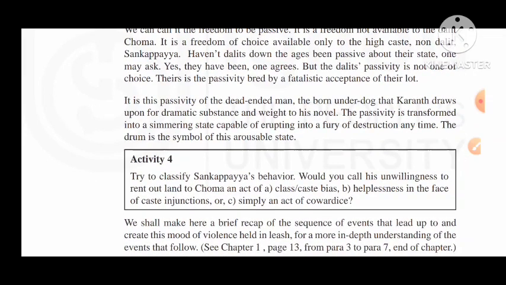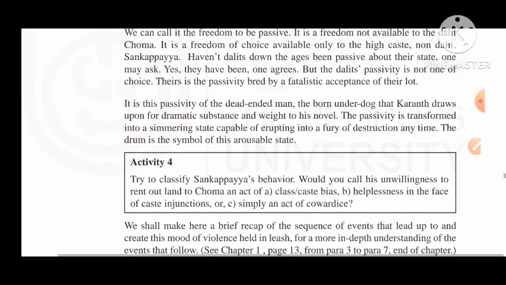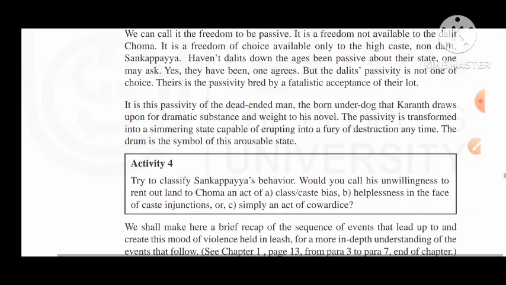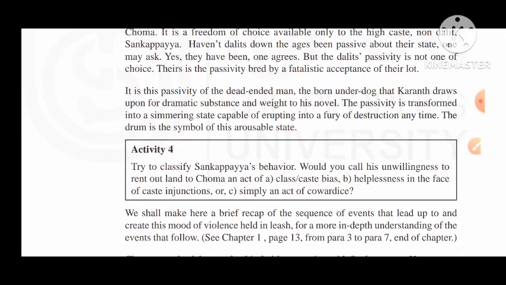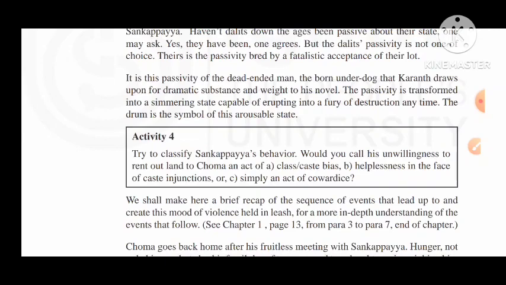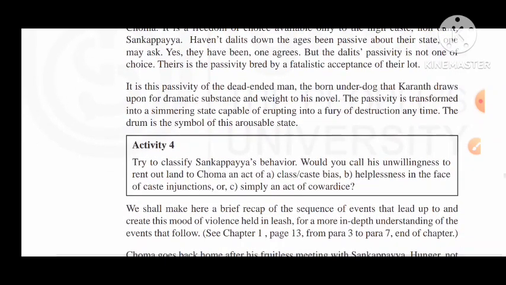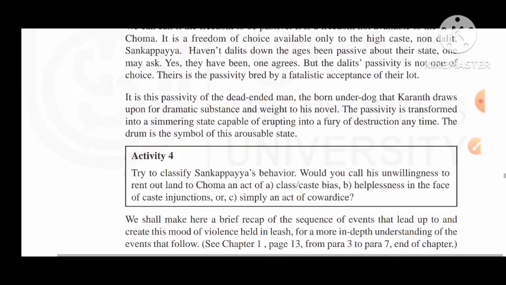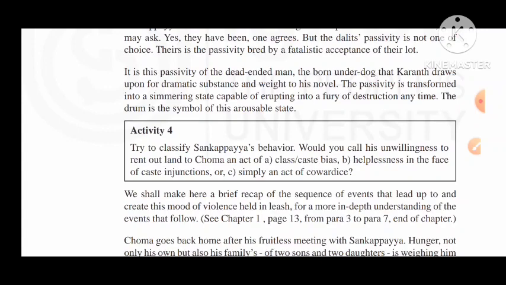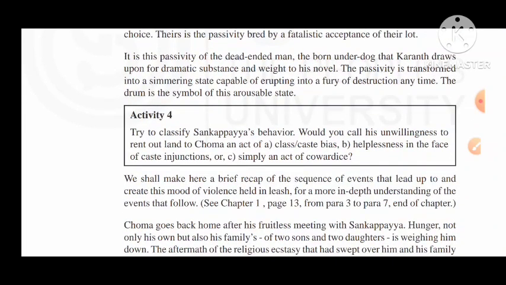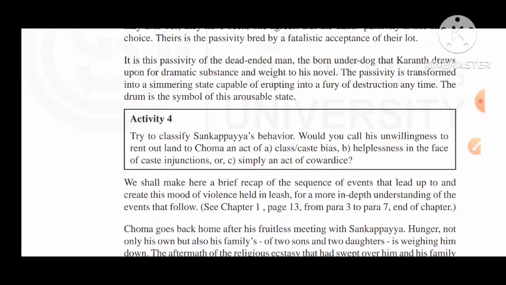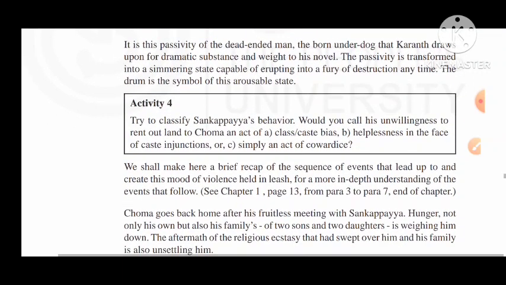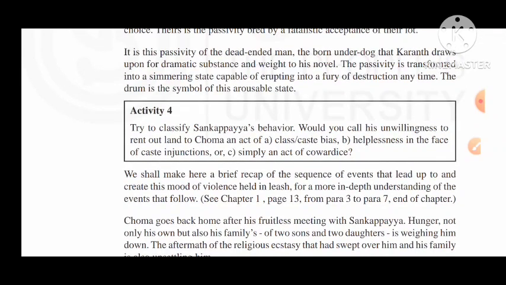Haven't Dalits down the ages been passive about their state? One may ask. Yes, they have been, one agrees. But the Dalits' passivity is not one of choice. Theirs is the passivity bred by a fatalistic acceptance of their lot. It is this passivity of the dead-ended man, the born underdog, that Karnath draws upon to give dramatic substance and weight to his novel.